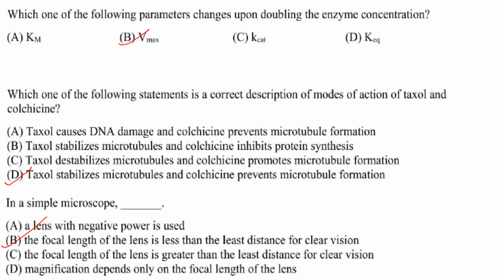The focal length of the lens is greater than the least distance. No. Magnification depends on the focal length of the lens. Magnification depends on focal length of the lens, least distance for clear vision, and object distance. So magnification depends on these three factors, not just on the focal length. So D is also not correct. Answer is option B.